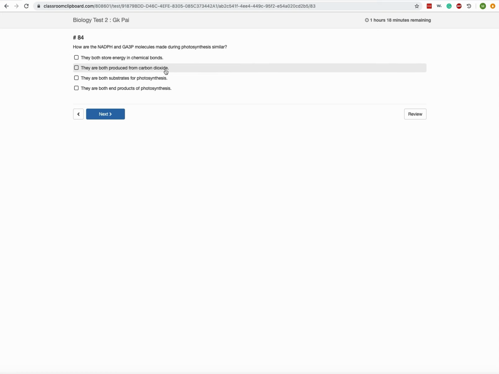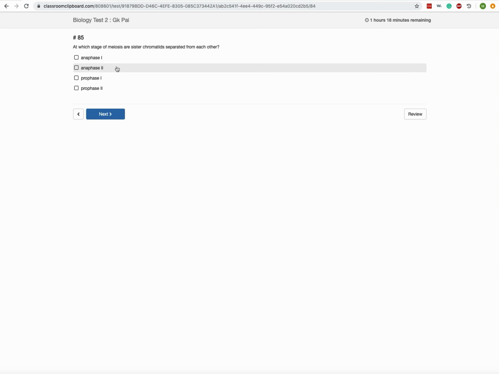How are NADPH and glyceraldehyde 3-phosphate molecules made during photosynthesis similar? They're not both produced from carbon dioxide. They're not substrates for photosynthesis. And NADPH is not an end product of photosynthesis, but they do both store energy in their chemical bonds.